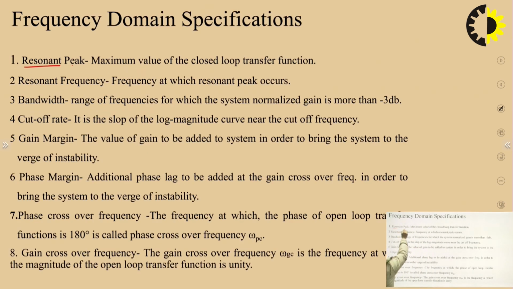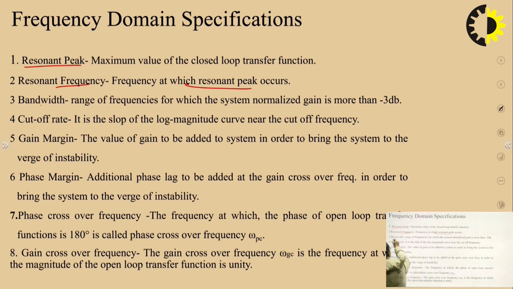First of all, this is the resonant peak magnitude. The maximum value of the magnitude is called the resonant peak magnitude of the closed loop transfer function, and the frequency at which the peak value of the magnitude occurs is called the resonant frequency.